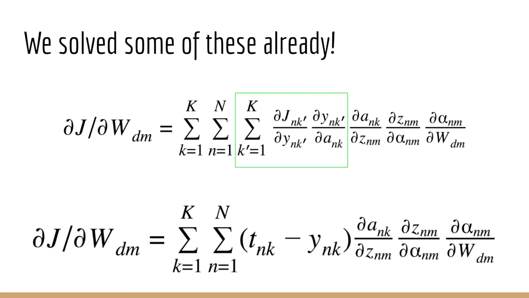Lucky for us, we've already solved the inner part of these summations, so the innermost summation goes away. We know that these combine to just give us t minus y. By the way, since we know that the derivative for the weight matrix and bias vector are very similar, we'll just focus on the weight matrix for now and ignore the bias term until the end.